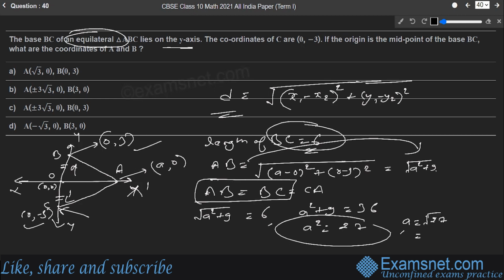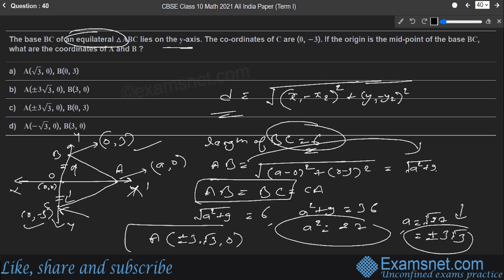There are two possibilities: one is plus 3 root 3, and another one is minus 3 root 3. So let us write plus minus 3 root 3. These are the values of a. So A has the coordinates plus minus 3 root 3 comma 0. We have to find the coordinates of B as well as A. So this typically matches with option C. A has plus minus 3 root 3 comma 0 and B has already got 0, 3, which we already calculated here. So it matches with option C and that is the right answer.